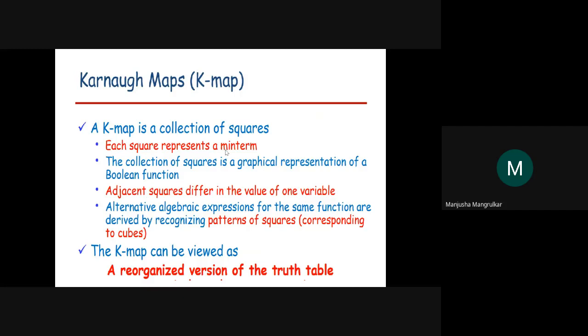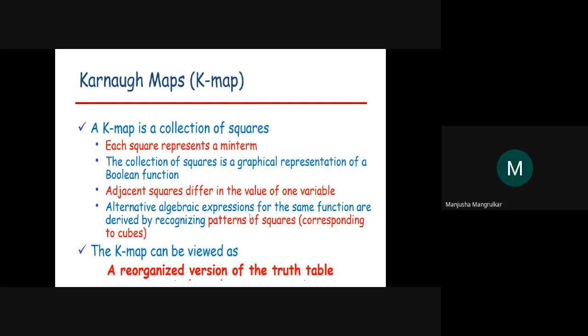It depends on whether your equation is in the form of sum of product or product of sum, right? The collection of squares is a graphical representation of the Boolean function. It is a graphical representation. We will understand very easily when we see the problems, right? Adjacent squares differ in the value of one variable.